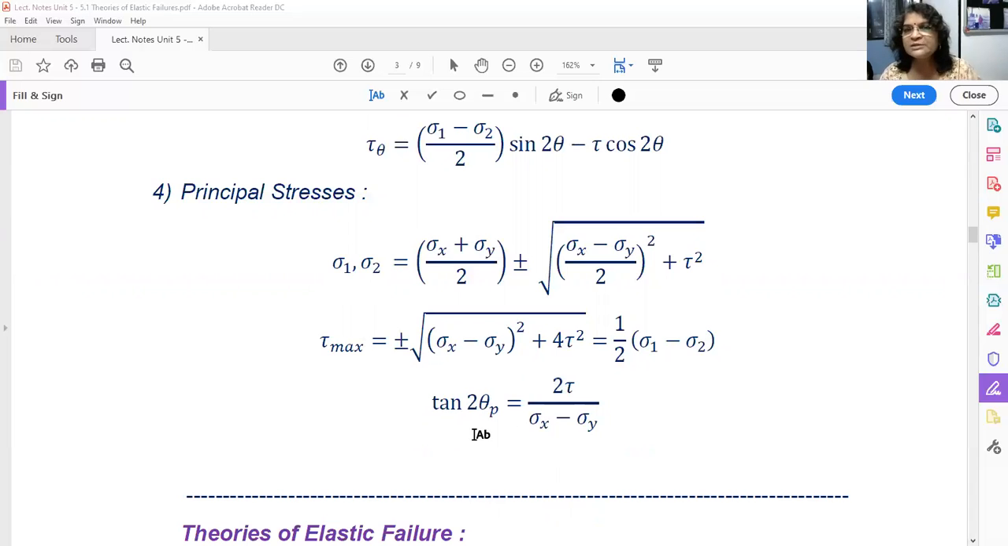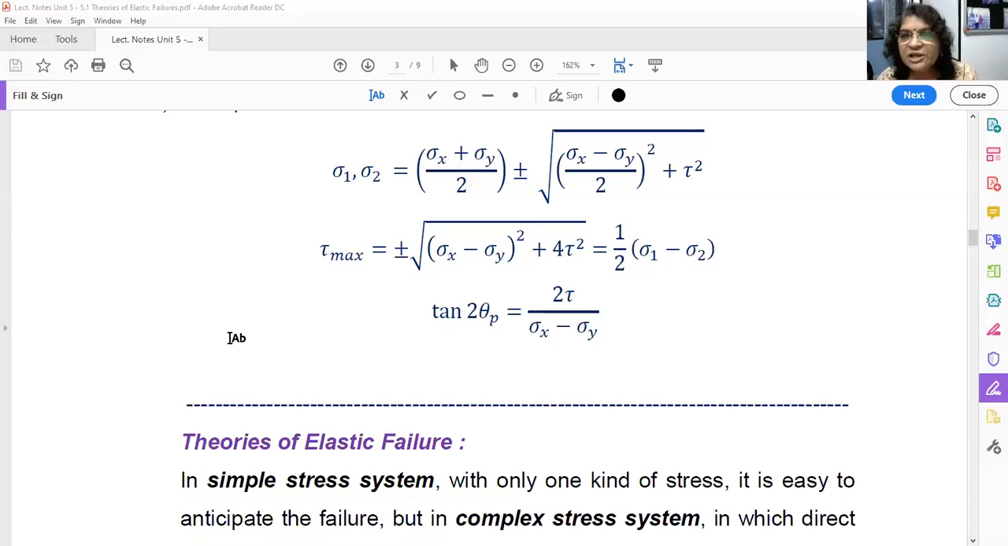And the last formula is tan 2 theta p. What is theta p? This is the angle made by the principal plane. That's why we have used the notation p, theta p, principal plane angle. So that is given by 2 tau divided by (sigma x minus sigma y). Okay, so this was just the revision about the principal stresses.